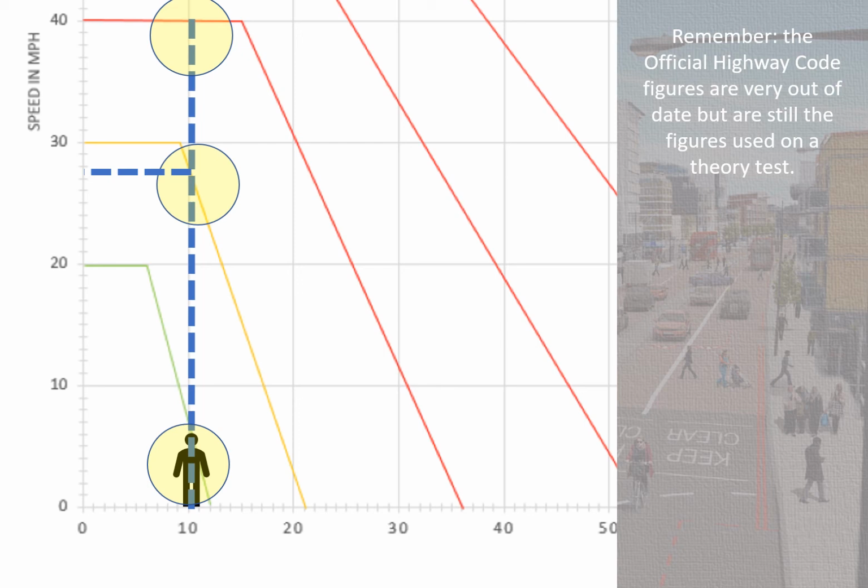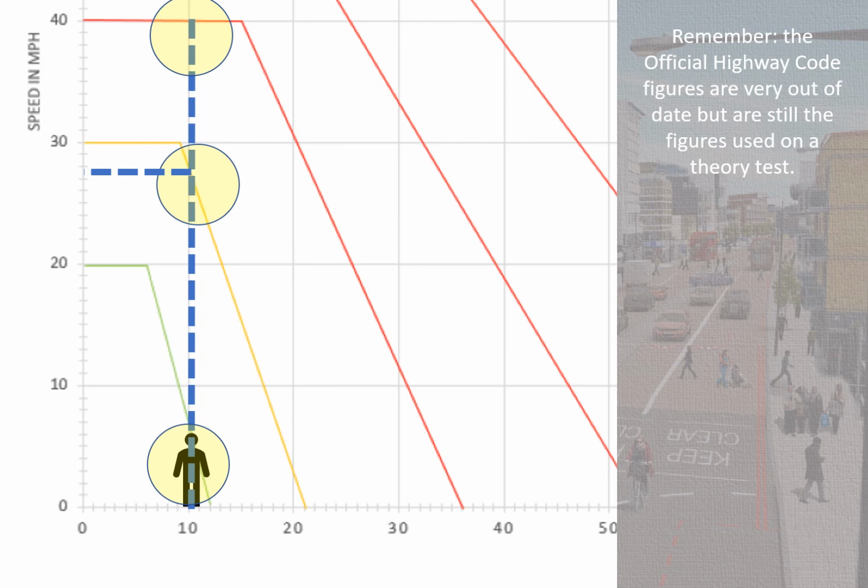If you were travelling at 30 miles an hour, by the time you've thought about it and hit the pedestrian, we're looking at the orange line here, you will still be travelling at more than 25 miles an hour. That's going to cause some damage. And if you were travelling at 40 miles an hour, well, you wouldn't even have had time to start slowing down. You'd still be in the thinking phase before you hit the pedestrian. So the pedestrian would be hit at 40 miles an hour.